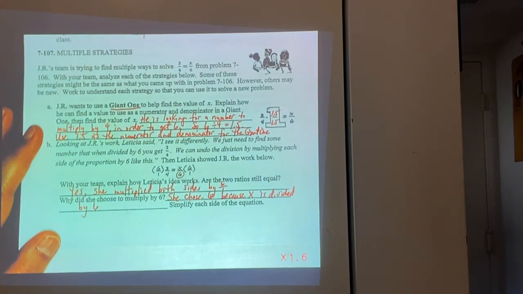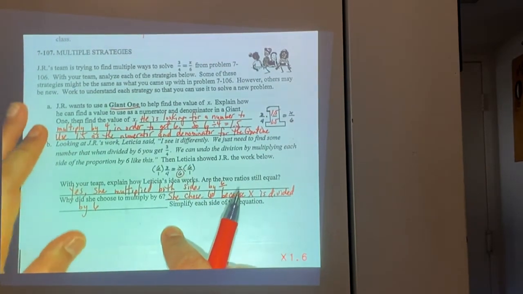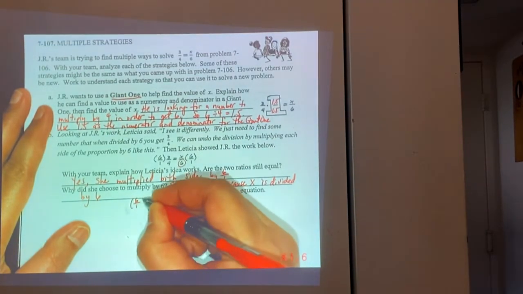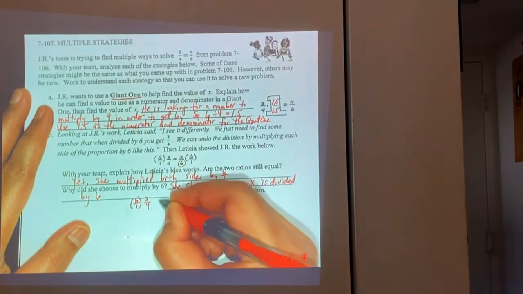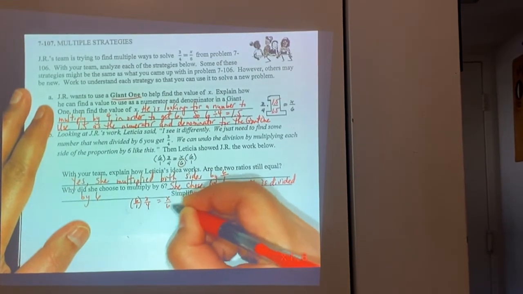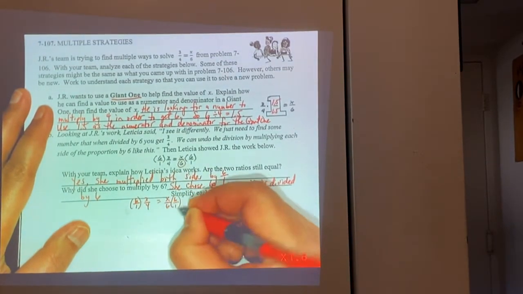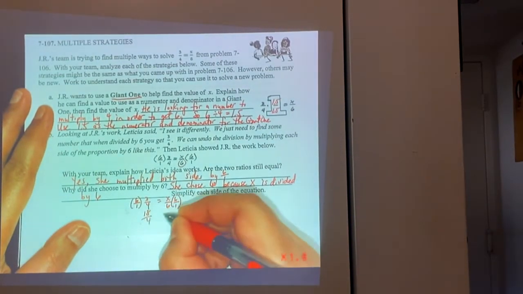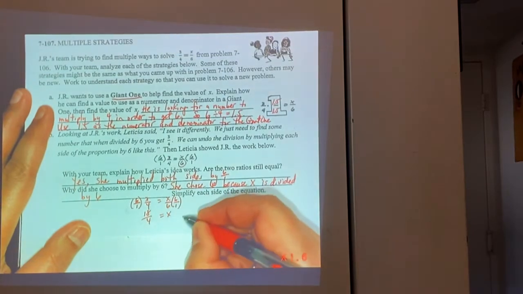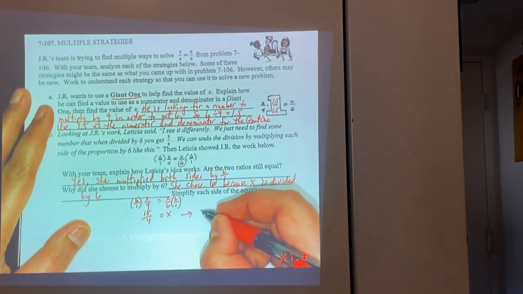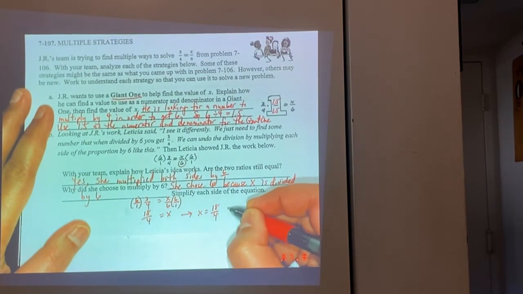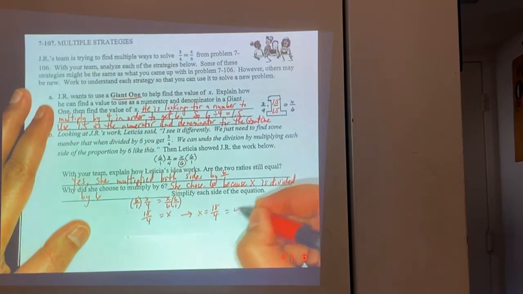She started up here and they wanted us to finish down here. So I'm going to copy what she has. 6/1 times 3/4 equals x over 6 times 6/1. So 6 times 3 is 18 divided by 4 equals x. I'm running out of room, so just write it the other way. X equals 18/4, which is 4.5.